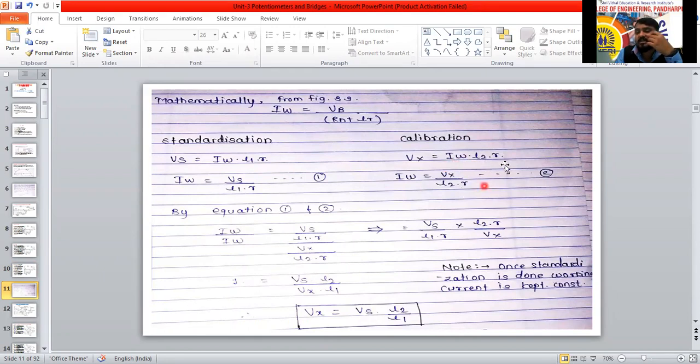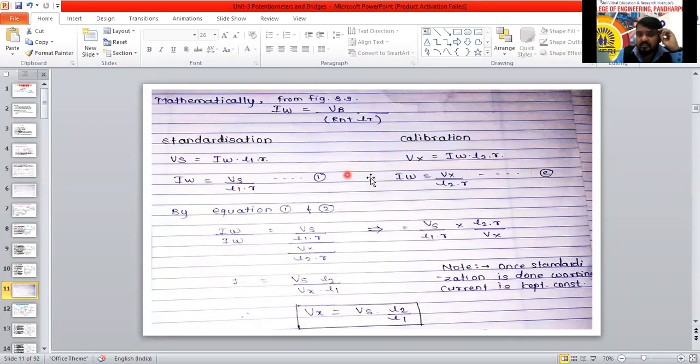For the unknown voltage, we have to see where the sliding contact is. The L2 length has some resistance, and that resistance R we are going to use here. So from this circuit we can write IW equal to Vs divided by L1R. We can write.